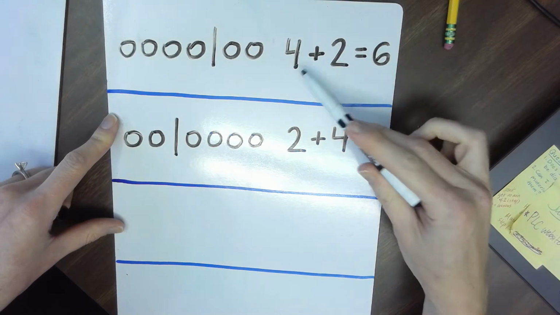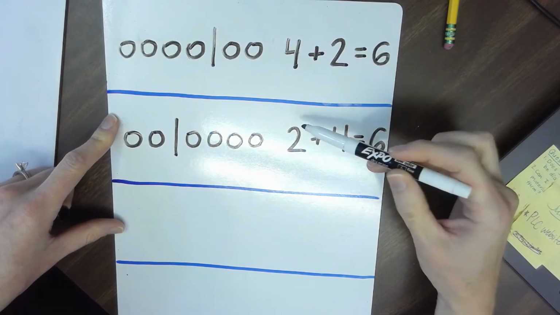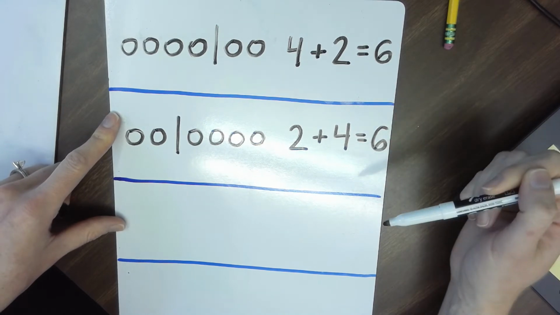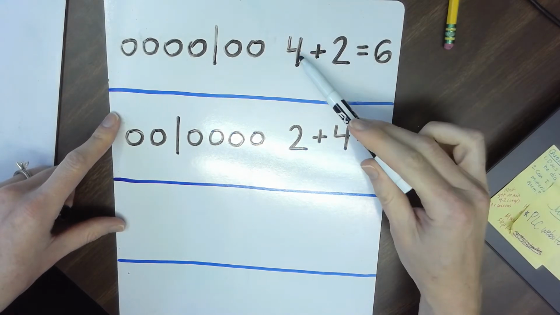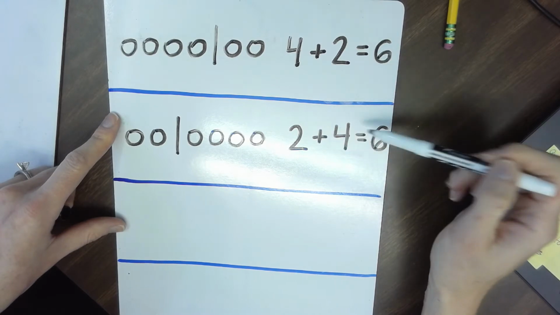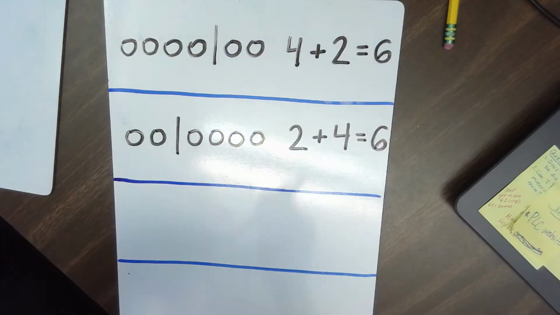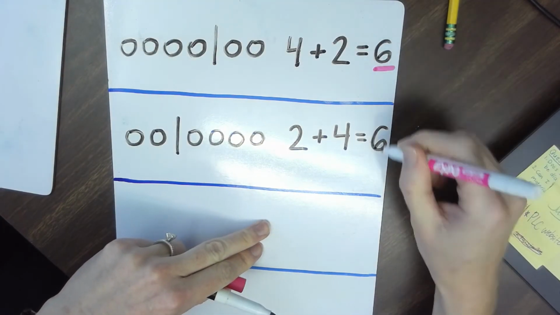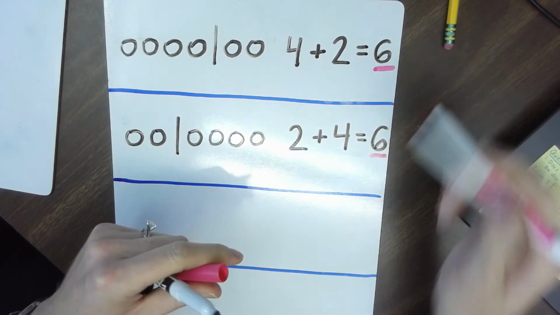So it's 4 plus 2 equals 6. 2 plus 4 equals 6. That is the beginning part of our fact family, the addition. What do you notice about the numbers 4, 2, and 6? Well, first I bet you notice that they're all even numbers. Good, but your answer is the same, and it's the biggest number.